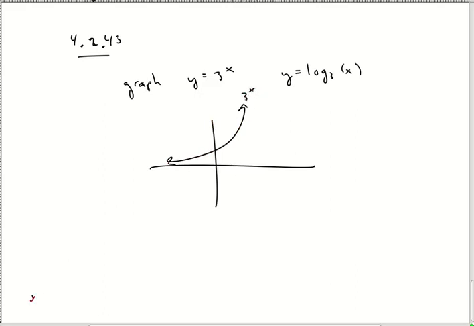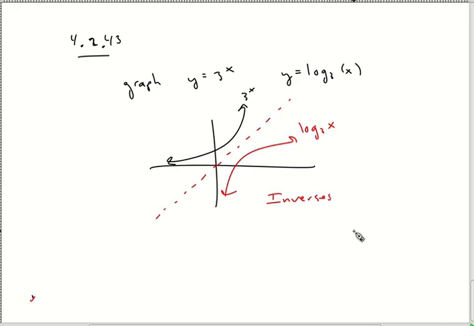And then I'm going to use a different color, and I'm going to do this guy here. This is log base 3 of x. And when I said inverses, you can see that they're mirror images about the y equals x line, that 45-degree line. And that's why they're inverses of one another.